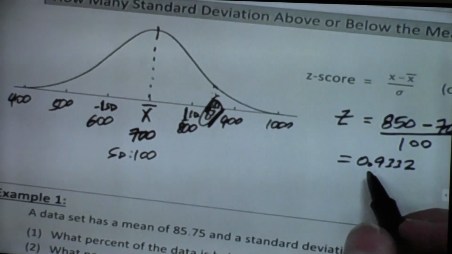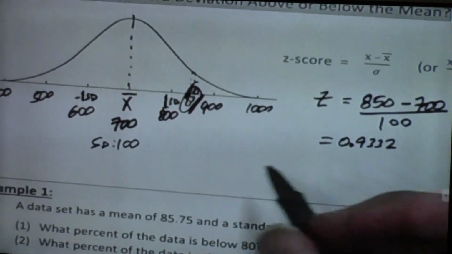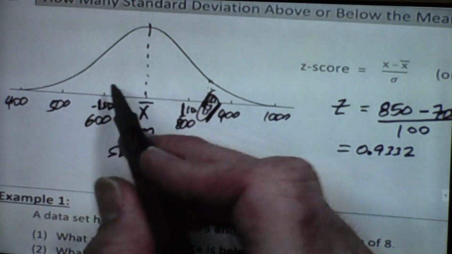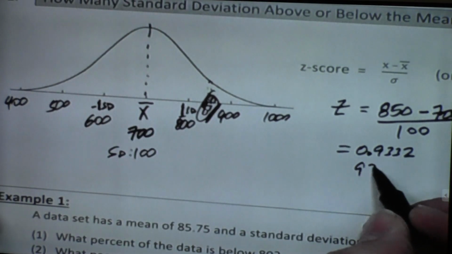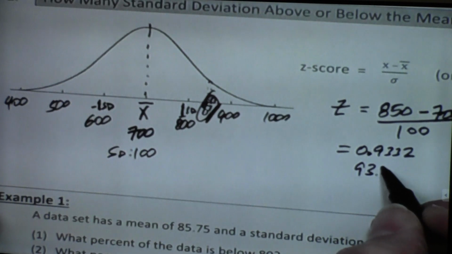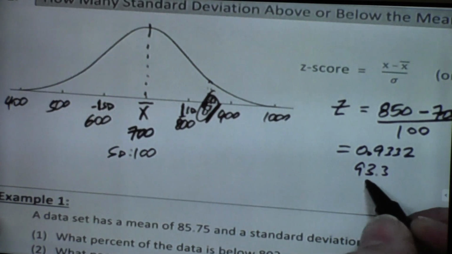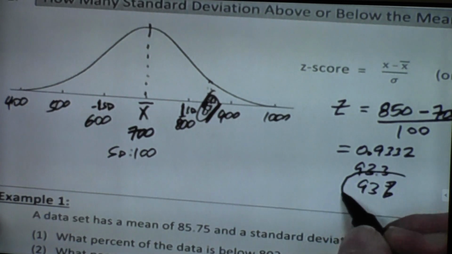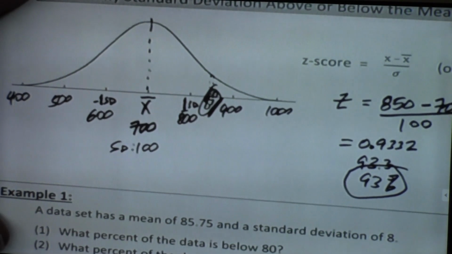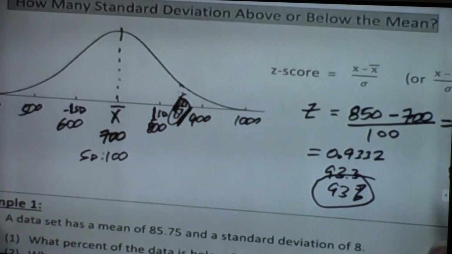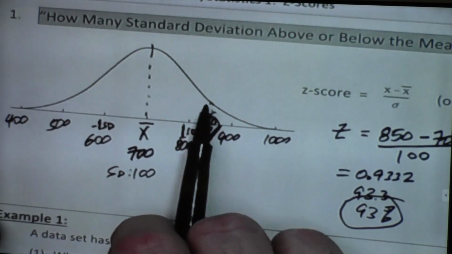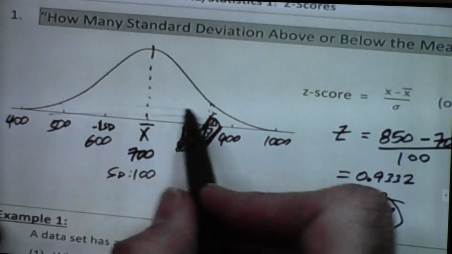Well, that's a decimal. My question is, what percentage of the data is below 850? That would be 93.32, 93.3, or just round it to 93. 93% would be probably adequate here. If it was 0.4 or 0.6, I'd probably call it 0.5, or just leave it at that. So approximately 93% of the data is in all of this area here.